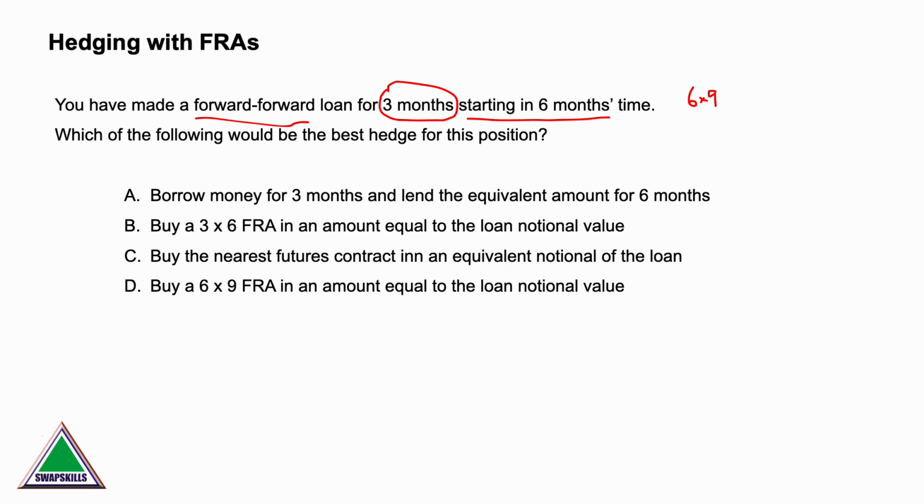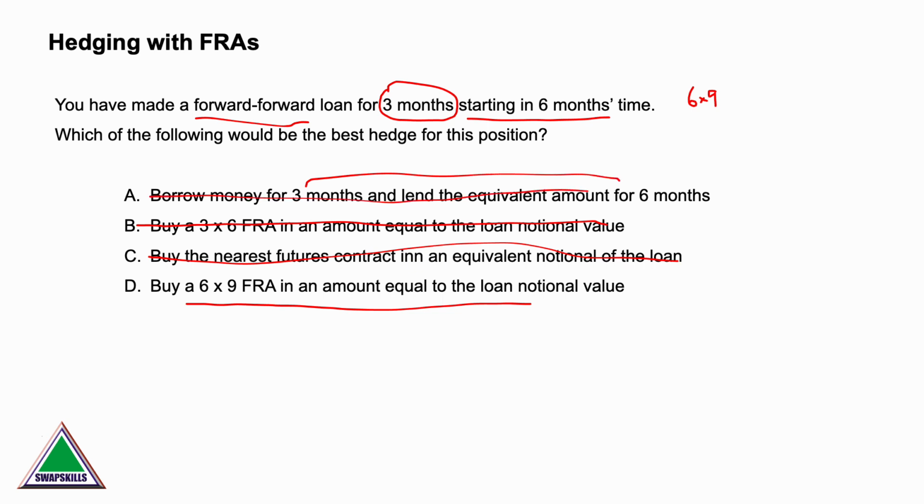What do borrowers do in the FRA markets? Borrower buys an FRA. So the period of time we're looking at is 6's nines, so it can't be that. And we're not buying the nearest futures contract. So what we're going to do is buy a 6's nines FRA in an amount equal to the notional loan value. So 6's nines is a period under discussion. And if you look at this answer A, borrowing 3 months and lending 6 months, that's the wrong period altogether. It can't be A. So you could actually work this out by seeing which answer it's not, as well as which answer it is. Let's look at it graphically.